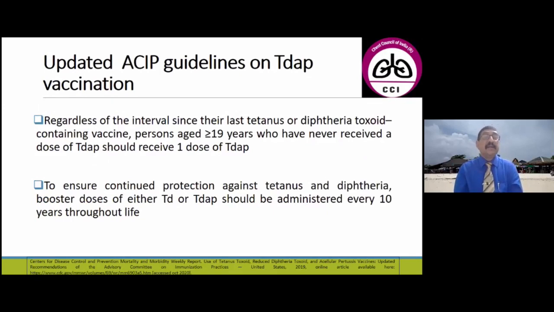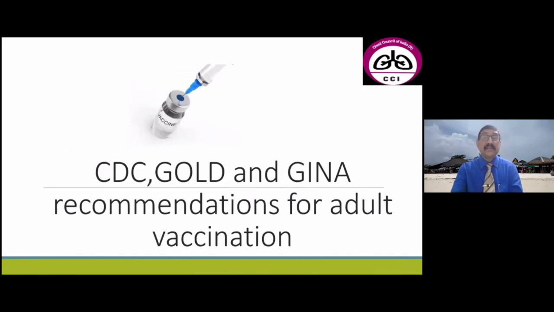What is the updated ACIP guidelines on Tdap vaccination? Regardless of the interval since the last tetanus, diphtheria, toxoid containing vaccine, persons aged more than or equal to 19 years who have never received a dose of Tdap should receive 1 dose of Tdap. So it is a must. And after 10 years, the patient has to be revaccinated with Tdap vaccination.